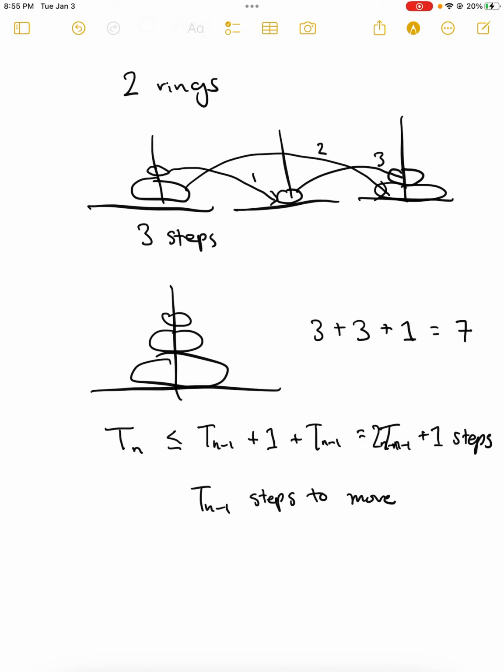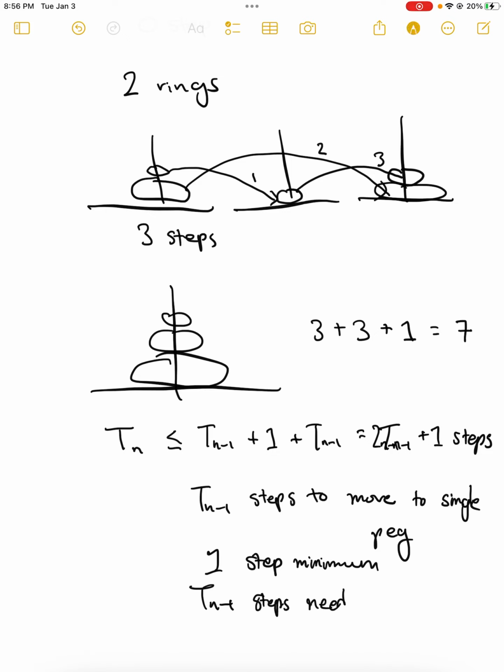to move them to a single peg, and the largest ring now has to be on the empty peg where there aren't any rings. 1 step is required minimum, and another Tn-1 steps has to be taken to place them on top of the largest ring. So that's total 2Tn-1 + 1 as our minimum, proving the fact that it has to be equal to 2Tn-1 + 1.